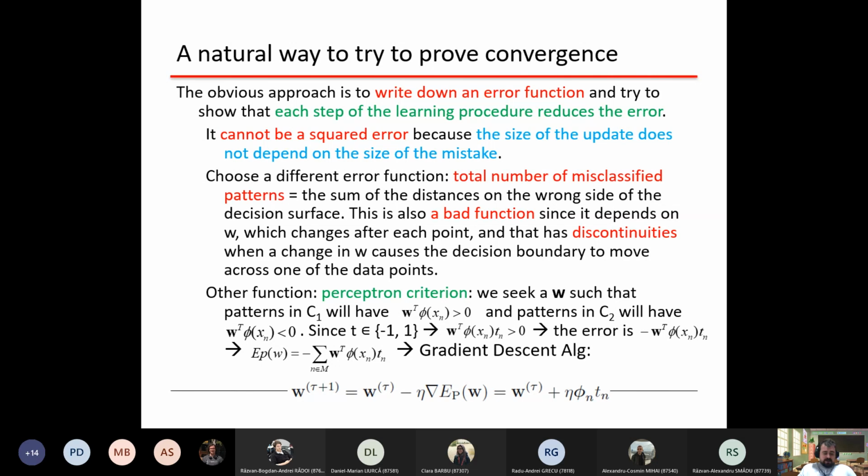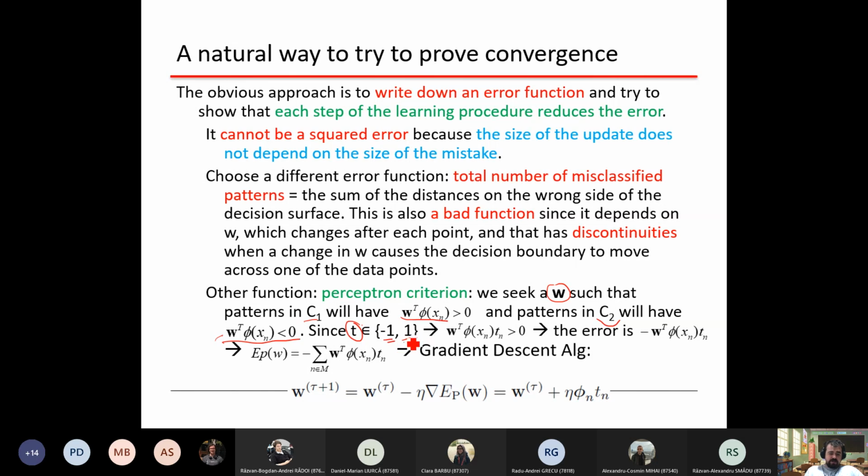And finally, the function that is used is called the perceptron criterion. It comes from the idea: let's suppose that we have W such that all the points from class C1 will have the value W transpose multiplied by phi of xn greater than 0, while all the patterns from C2 will have this product smaller than 0. Then the target for the first sample should be 1, while the target for the second case should be -1.